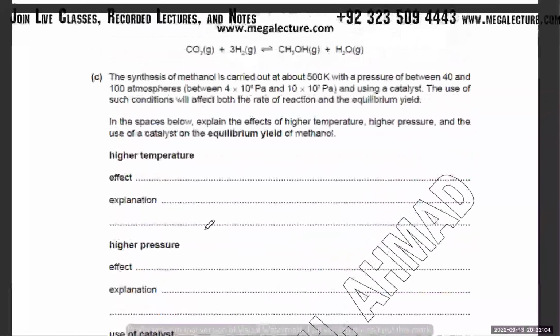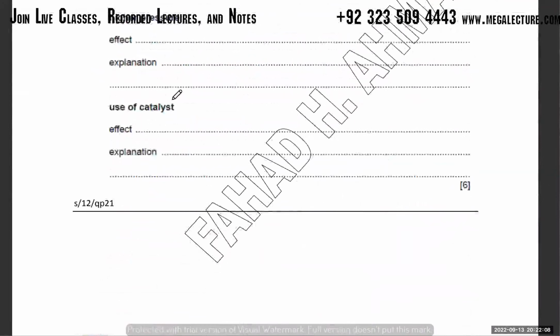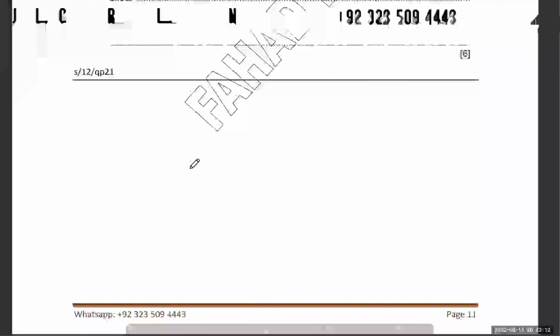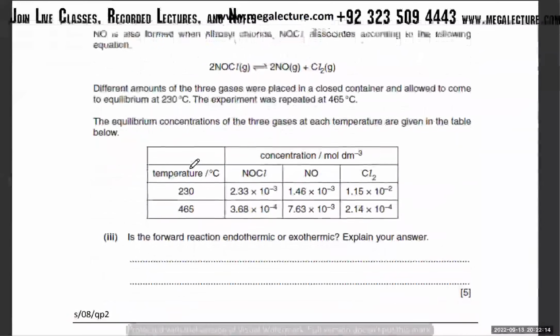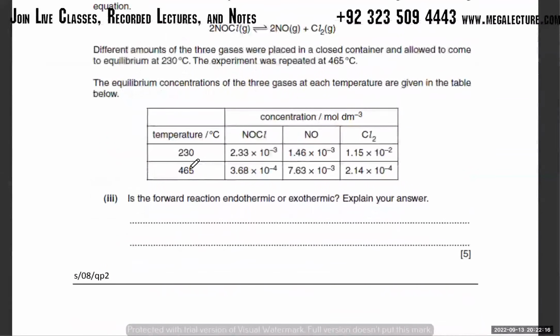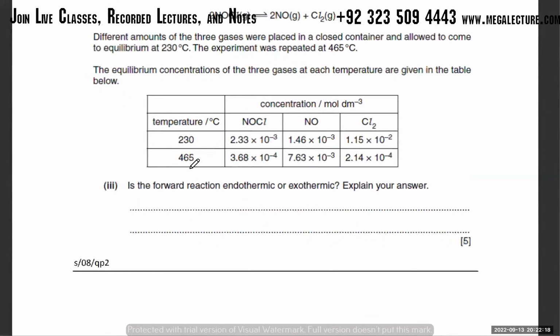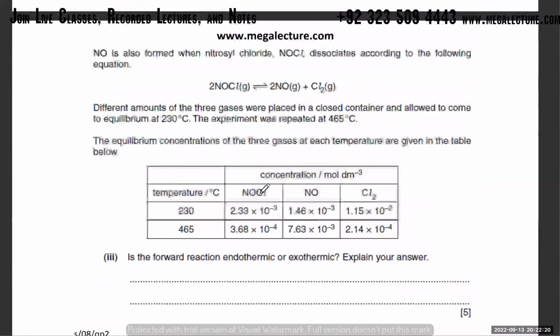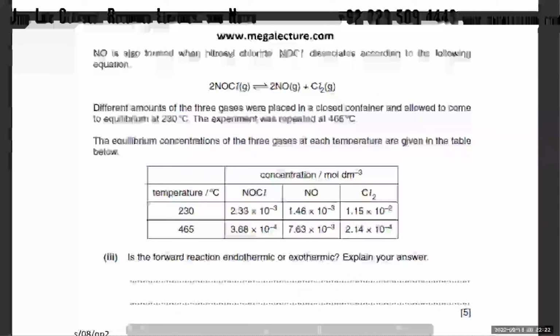लेकिन वो सारा आपने explain करना है. Higher pressure क्या होगा? It's going to be forward. ठीक है, it's the same. We did a similar question. Use of a catalyst, no effect because it's going to speed up both reactions equally. So I guess ये क्या आखिरी वाला इसको इग्नोर कर लेते हैं. अच्छा, we'll just move on from here.